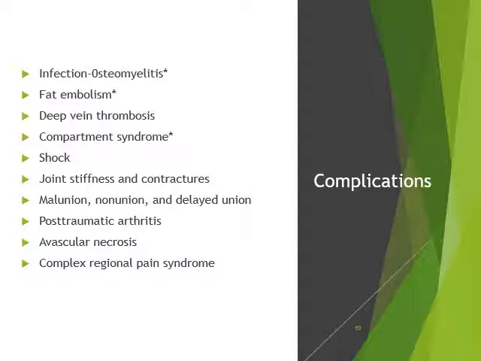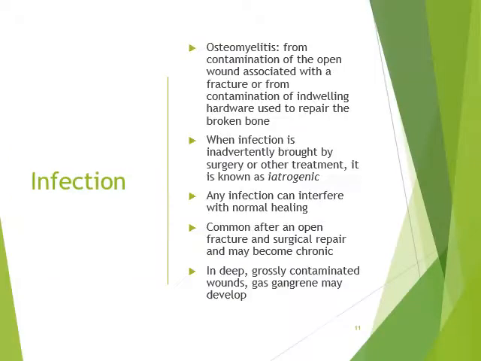Post-traumatic arthritis. So after the injury has healed, the patient is left with an arthritic limb. Avascular necrosis can be a very significant problem. As you can tell, avascular, without vascular, without blood to the tissue, and then it necroses. Complex regional pain syndrome, that's a unique condition I'll talk about when we get to that.